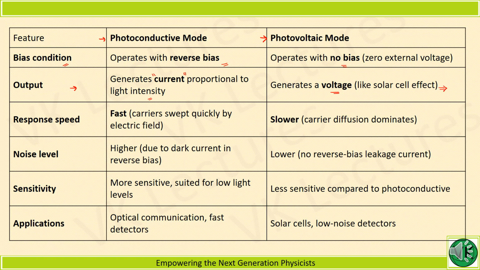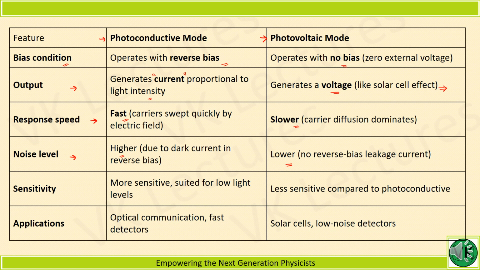And the response: since there is reverse bias, the response is faster. And since there is no bias, it is a slower response. Noise level is higher because again of the fast response and reverse bias, and in the case of photovoltaic mode it is lower, with no reverse bias or leakage current.